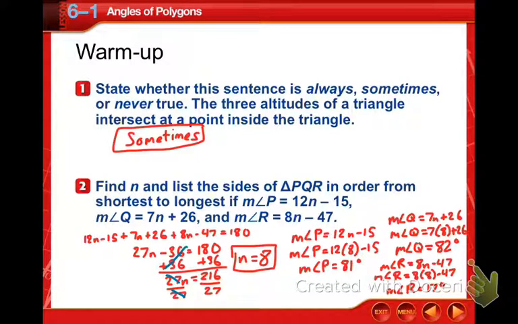Now, all we have to do is put these in order from shortest to longest. Same thing we could do with the angles. R is the smallest angle, so R is going to be the smallest side. So we're going to make the sides be the lowercase versions of these. So it's R, and then P is the middle term, and then Q. So R, P, and Q in that order. Very long for the second warm-up problem, but very informative as well. Let's move on.